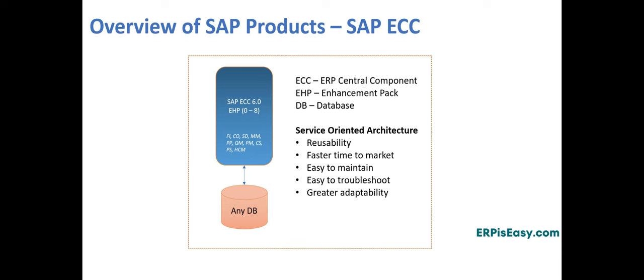SAP released S/4HANA, a fully optimized Suite for HANA application, in November 2015. The initial release, 1511, contained only a few core functionalities, and more features and advanced technologies were added in the future releases. The current version was released in 2022. All modules in S/4HANA have been optimized to take full advantage of the in-memory capabilities of the HANA database and the Fiori user experience.